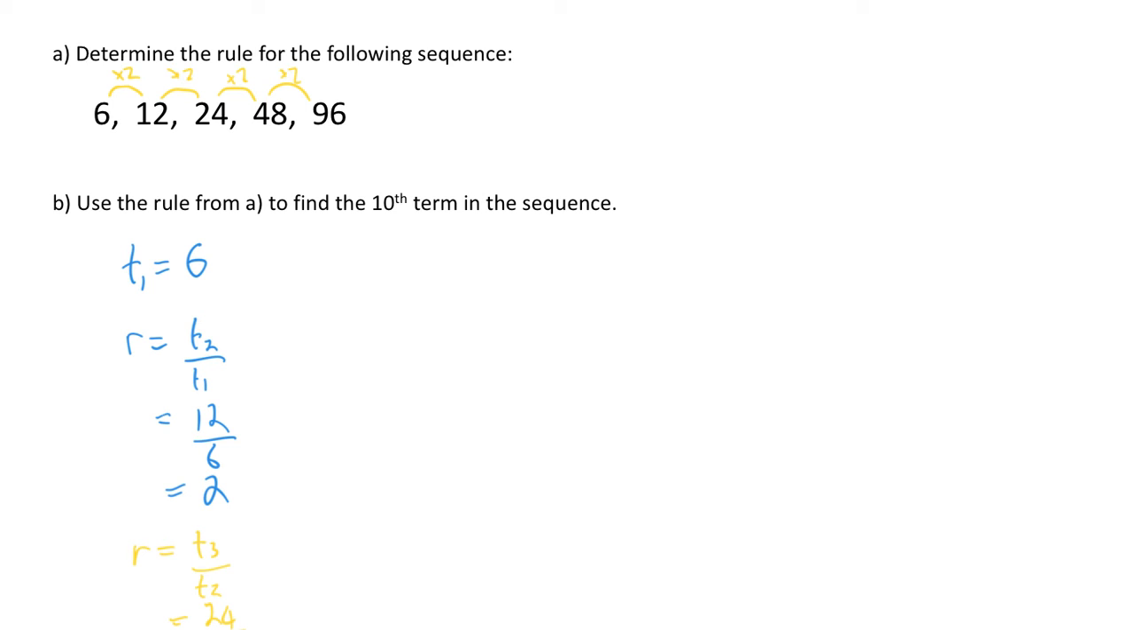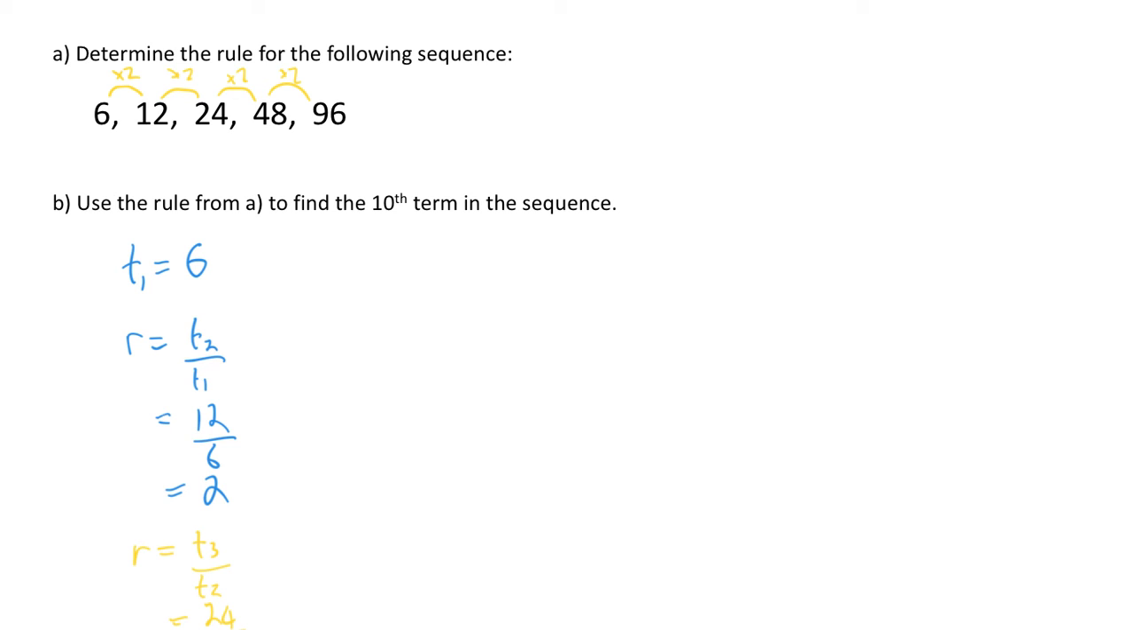Normally we just do T2 divided by T1, so the second number divided by the first number. If the numbers are increasing, then the ratio is going to be above 1. If the numbers are decreasing, then the ratio is going to be below 1. So now that I have those two values, I can go ahead and write my rule.